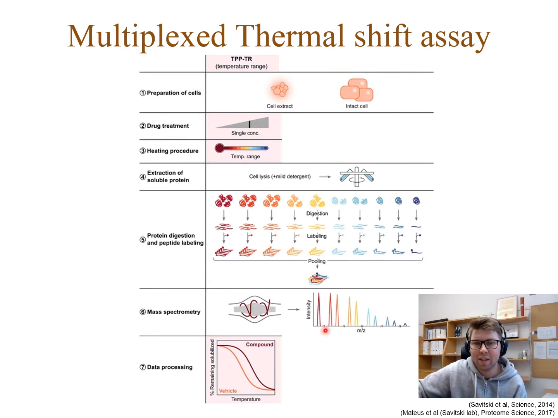And the intensities of the reporter ions in this TMT system will then reflect how much of the peptide remains soluble at the corresponding temperature. And this allows you to generate melting curves for proteins and do this on a global scale in the presence and absence of different molecules such as drugs.